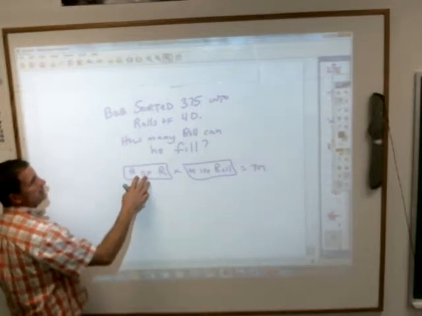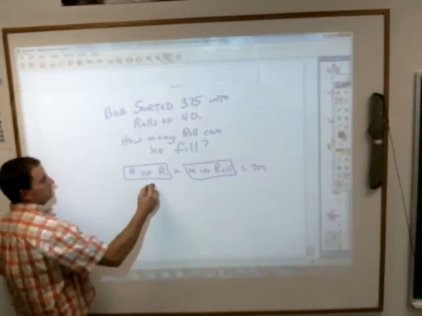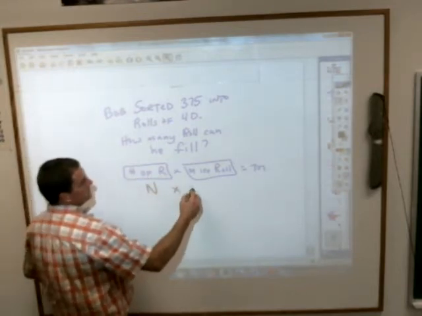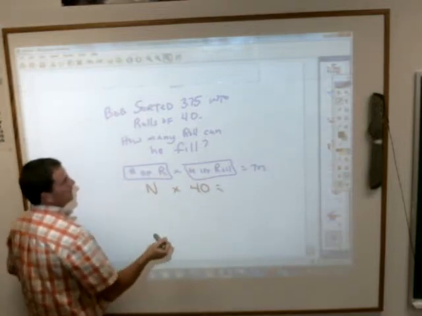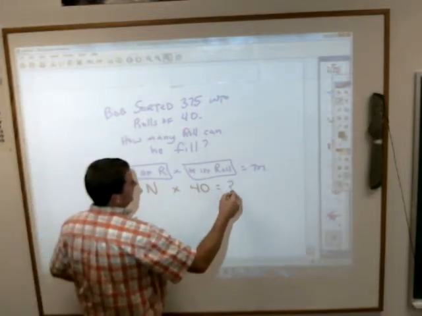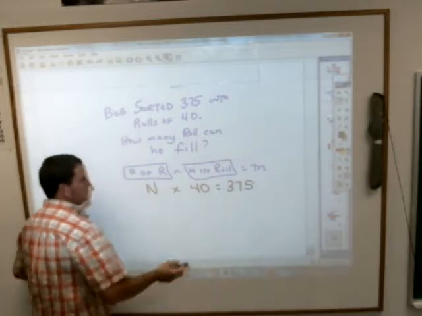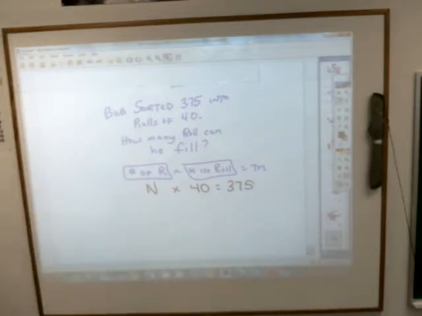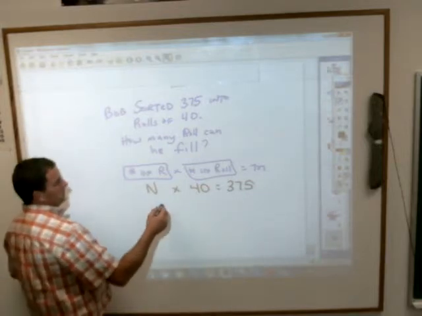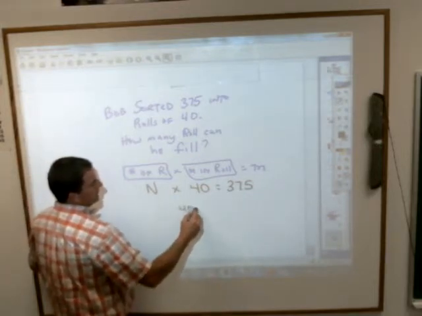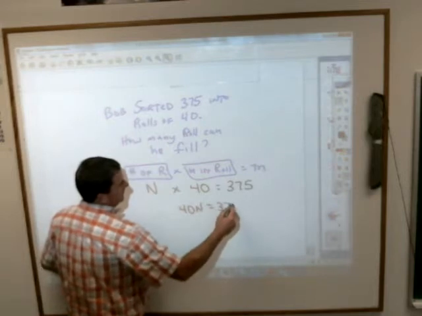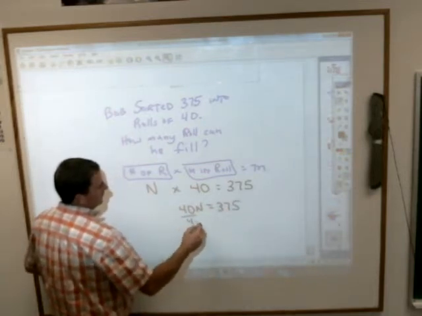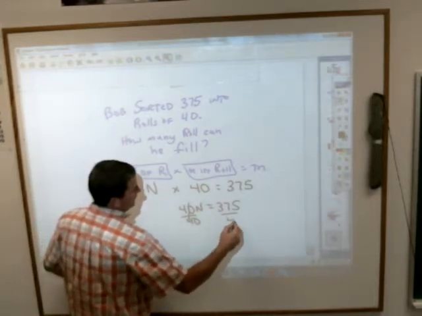How many rolls do we have? We don't know. How many are in each roll? 40. And how many do we have total? 375. Now here is where people always kind of seem to get really confused. If I do the division here, which is what I have to do, because 40 times what number is 375? I divide by 40.